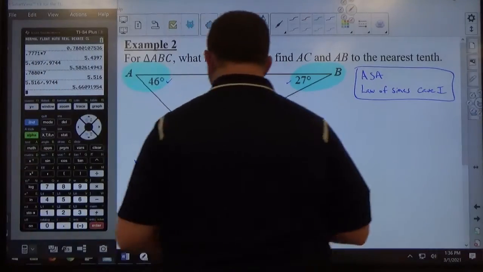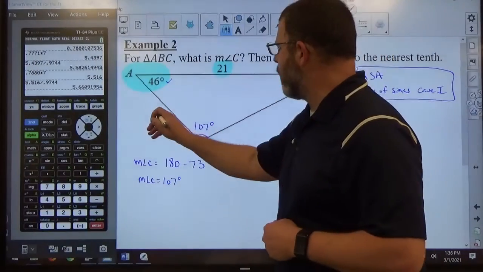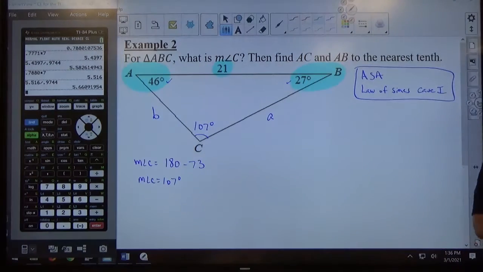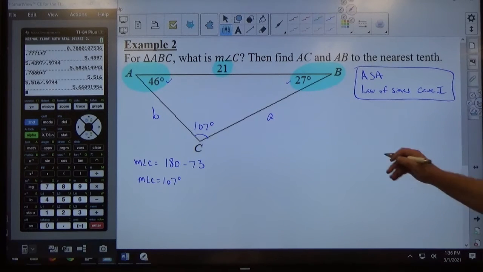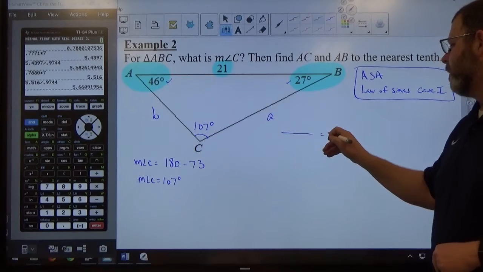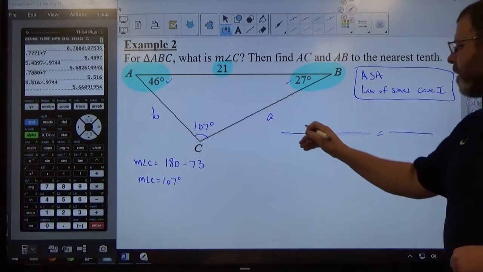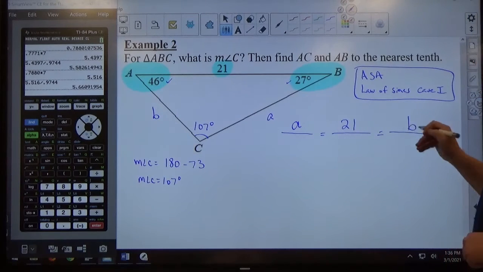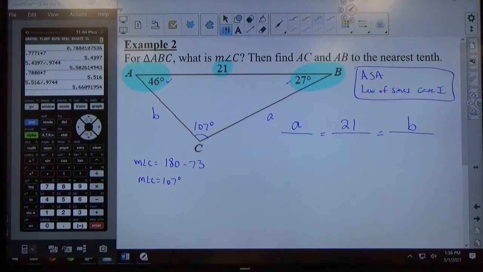Once I recognize the law of sines, I'm going to call this side over here little b, and this side over here little a, because they're opposite big A and big B. And I'm going to create this proportion where I know one side and all three angles, so my proportion is going to look pretty much the same as it did before. Three fractions: something I don't know, something I do know, something I don't know. On top, I like to put the one I know in the middle. It makes my work nice and organized.